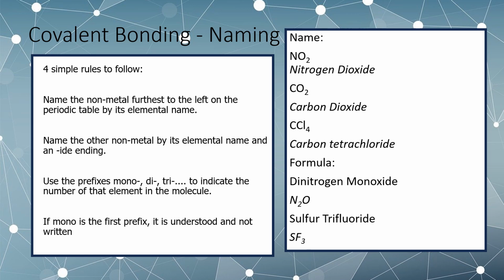If mono is the first prefix, it is understood and not written. So we don't have to write mono if it's something like CO2, which gives us the first carbon. We don't need to write mono for that one, it's just carbon dioxide. Now, let's look at some examples there. It looks like I've just given you the answer for one, but pause the video and have a go at naming some of these structures.